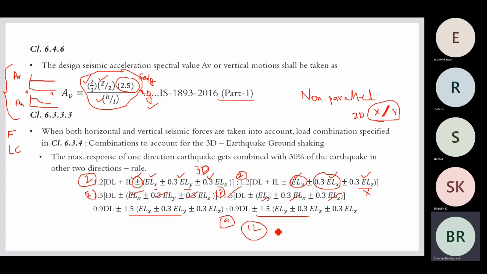Clear? So these are your load combinations with the vertical earthquake that have been mentioned. So this is called the three directional earthquake that we are considering for our building. Okay, so once we have understood in which type of cases the vertical earthquake is required, how it is defined and what load cases are to be defined, we can move forward.